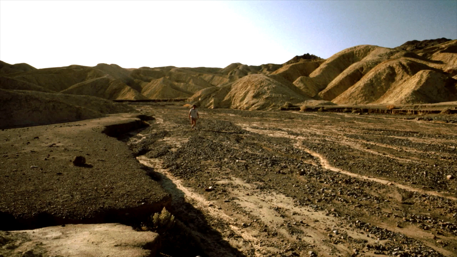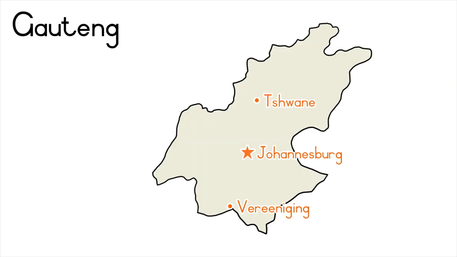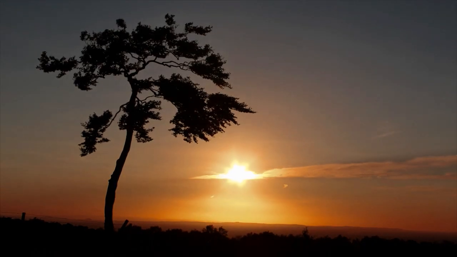Deserts all around the world have arid climates. Most of the Northern Cape has an arid climate. The Free State, Northwest and Gauteng have semi-arid climates.